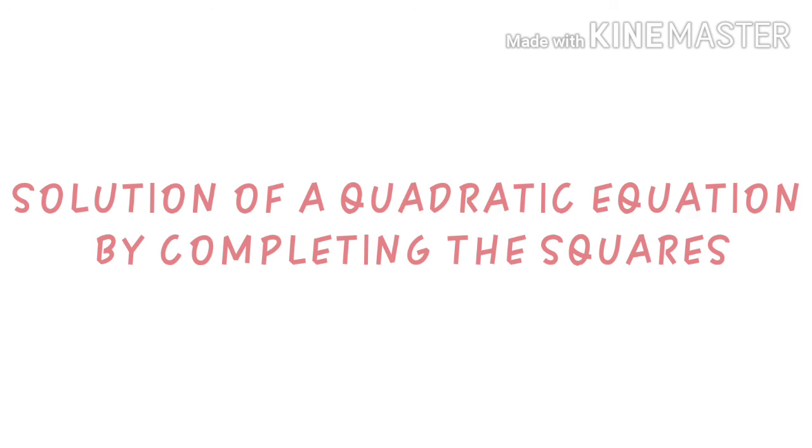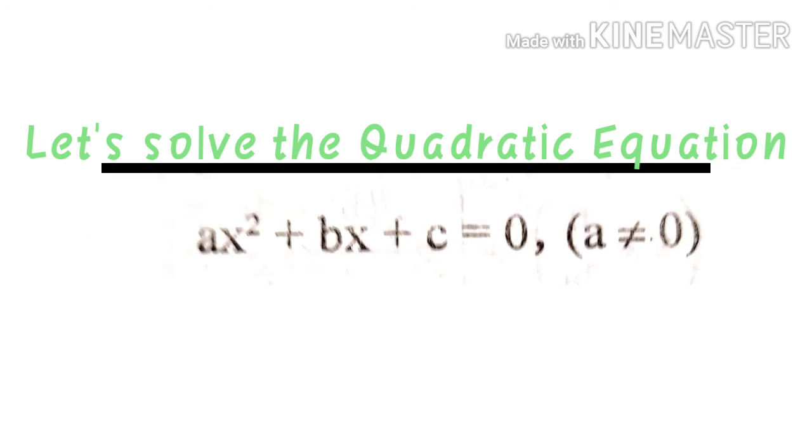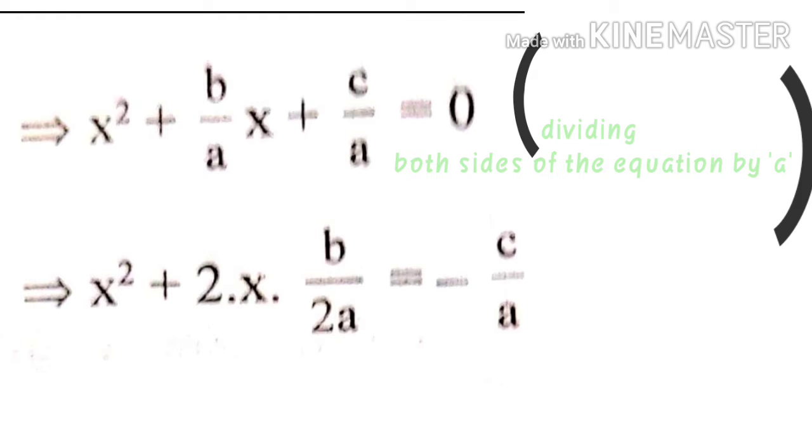Now let's learn how to solve a quadratic equation by completing the square. Let's solve the quadratic equation ax² + bx + c = 0 where a is not equal to 0. Dividing both sides of the equation by a, we have x² + (b/a)x + c/a = 0. This implies that x² + bx/a = -c/a. This implies that x² + 2·x·(b/2a) = -c/a.